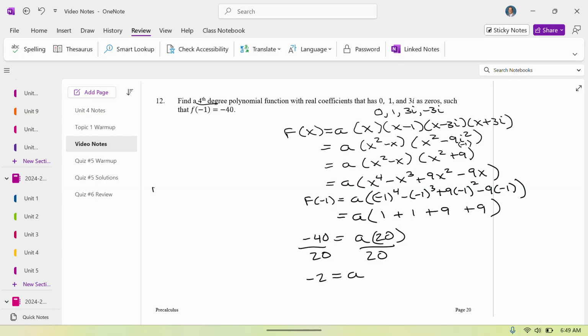So that means when you put -2 in for a, and then you're going to distribute it, you get -2x to the 4th plus 2x to the 3rd minus 18x squared plus 18x.